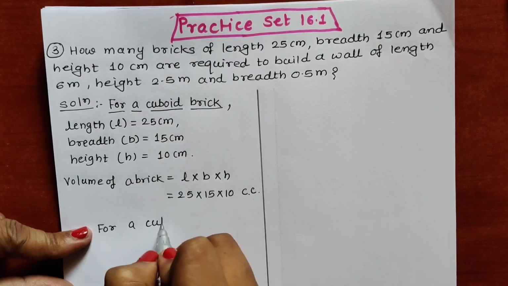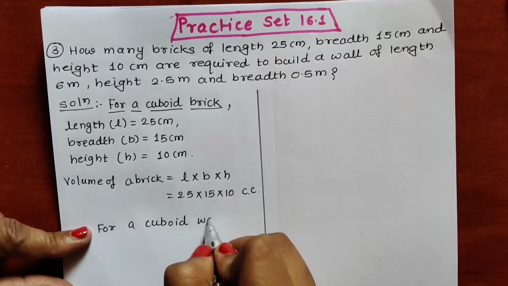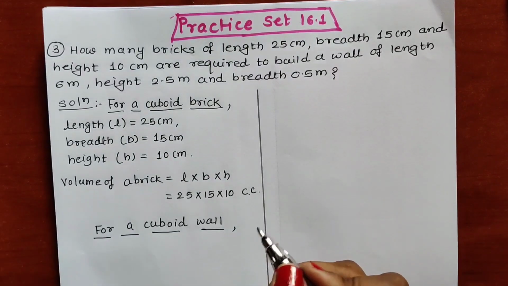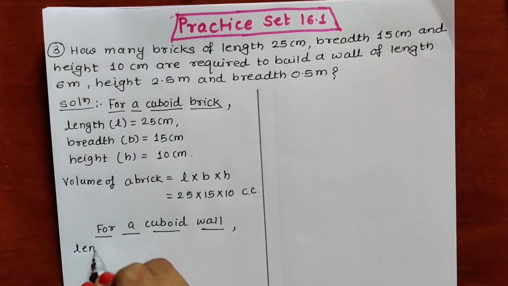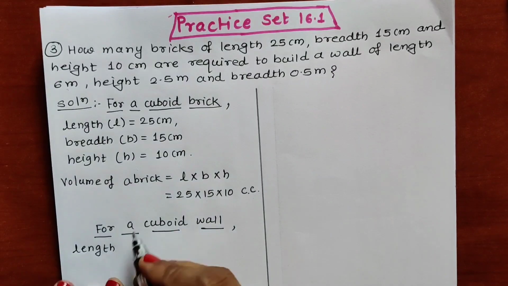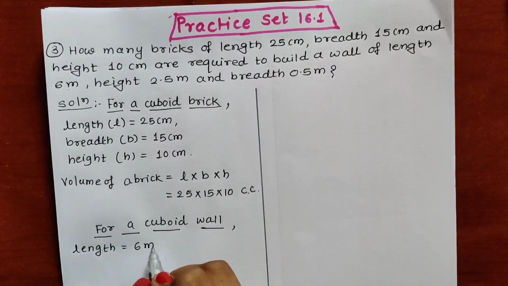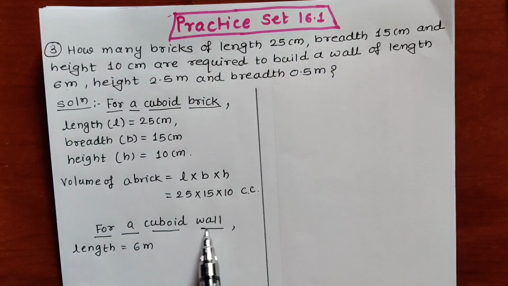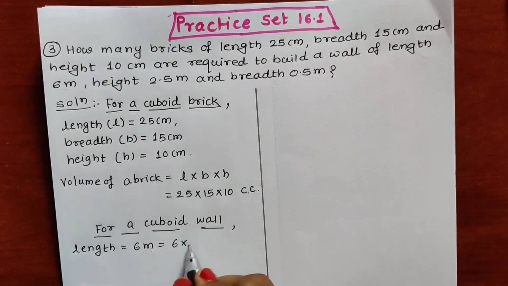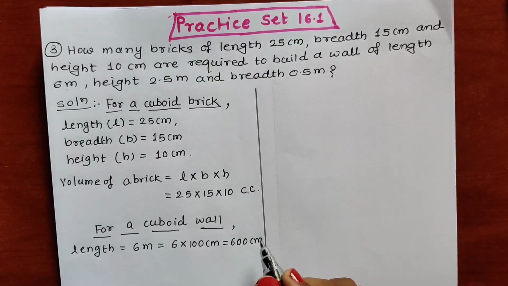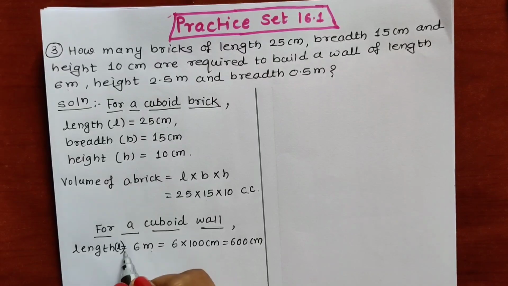For a cuboid wall, we will be writing the dimensions, that is length, breadth and height. Length is 6 meter. As I have told you, bricks dimensions are in centimeter and walls dimensions are in meter. We will convert this meter into centimeter. So 6 into 100 centimeter, that means what? 600 centimeter. Similarly, this is length L.